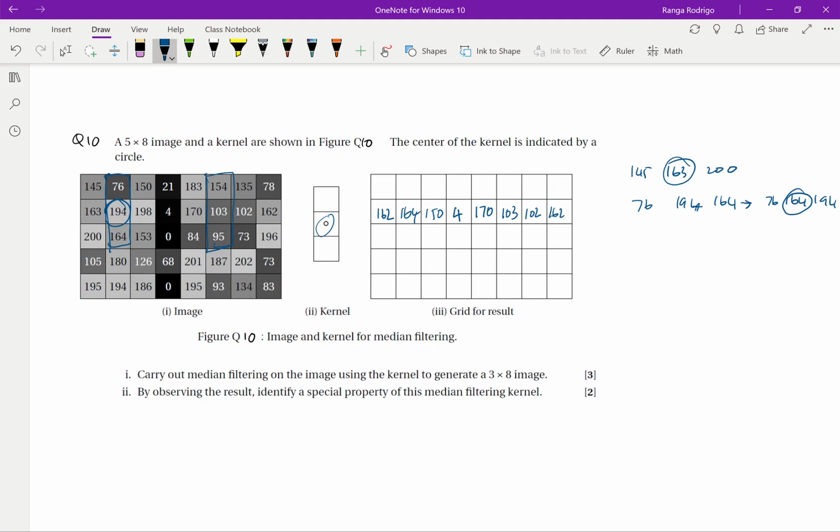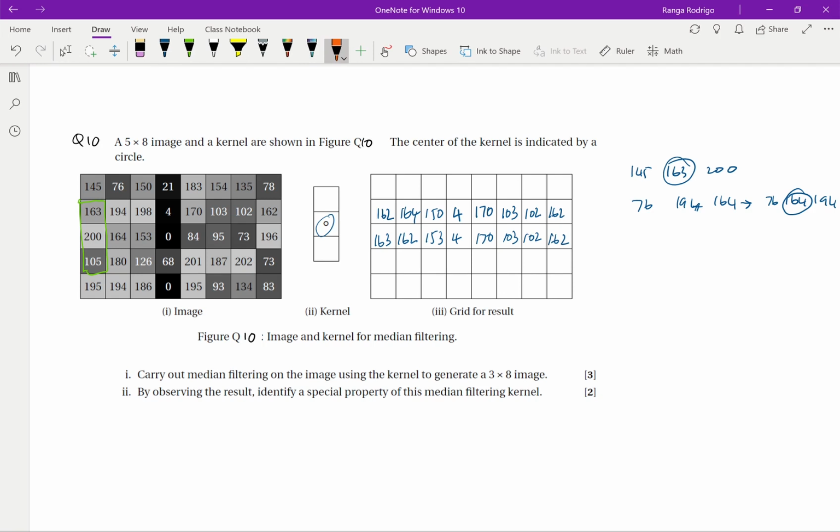And then the locations of kernels in the next row. When the kernel is located over here, the middle value is 163, 163, 153. Middle value would be 4. In this one, middle value would be 170, 103, 102, then finally in this one 162.